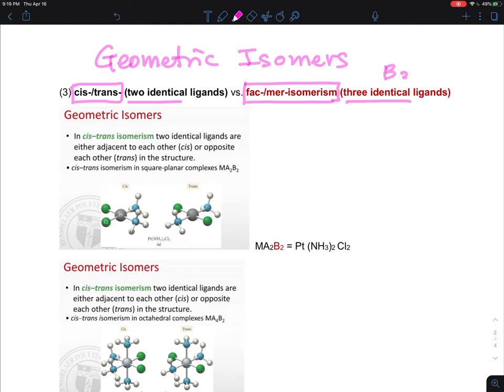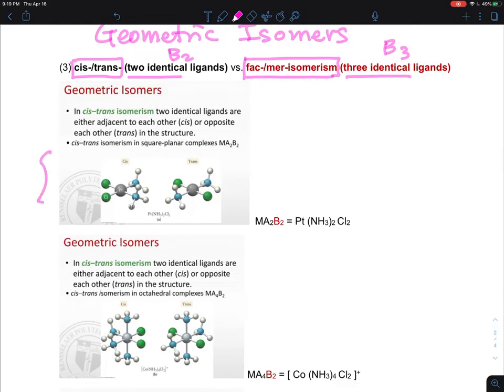In other words, if you have a B3 ligand, you get 2 isomers, and if you have a B2 ligand forming the metal complexes, the geometric isomers are cis-trans isomerism. This is coming from your class slide, and I just wanted to recap this. This is the case when you have square planar complexes. So you form the square planar complexes.